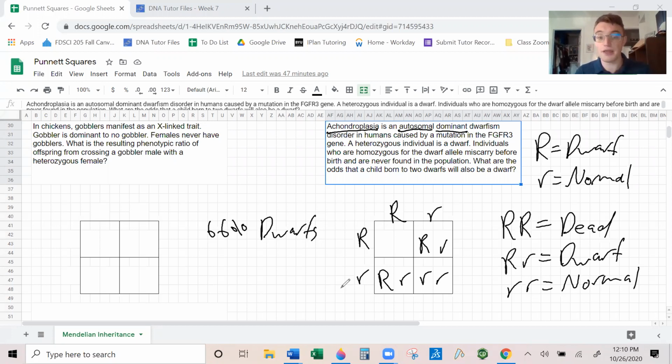So in this one, you would have 33% normal kids, and 66% dwarfs, because that 4th option doesn't count. Because it dies, it miscarries before it was ever born, so we don't actually know it ever existed. Okay, so there's an example of a lethal allele problem.